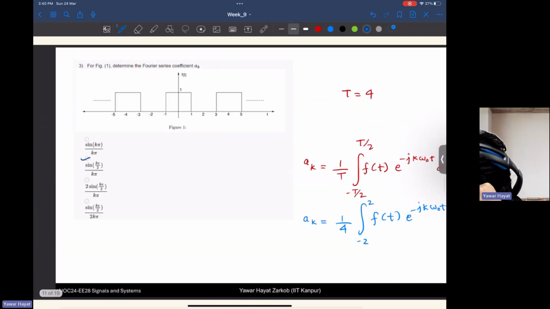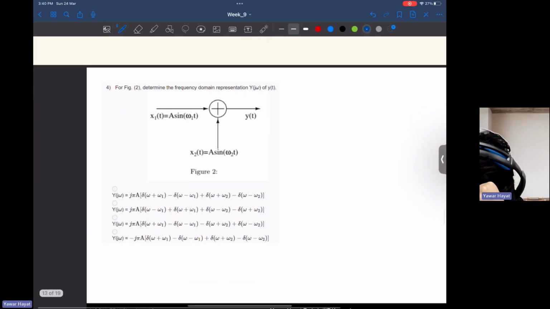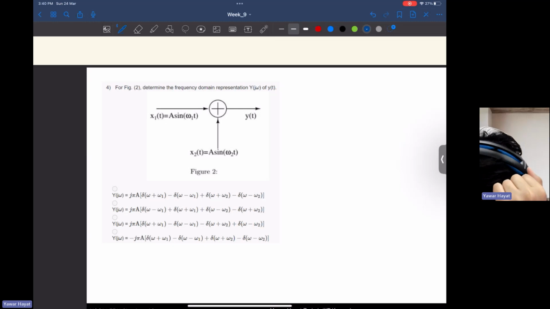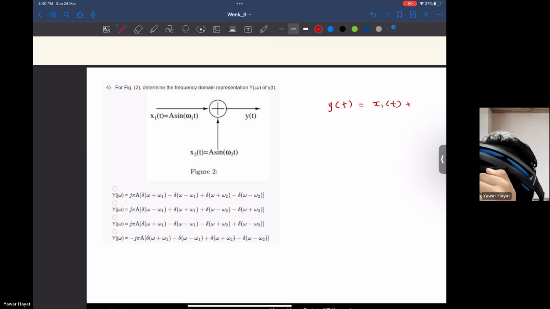Right? We are done with the third one. We move on to the fourth one. So for this figure 2, we need to determine the frequency domain representation Y of j omega of this y of t. Firstly, what is this y of t? This y of t is the sum of the two signals x1 of t and x2 of t, right?